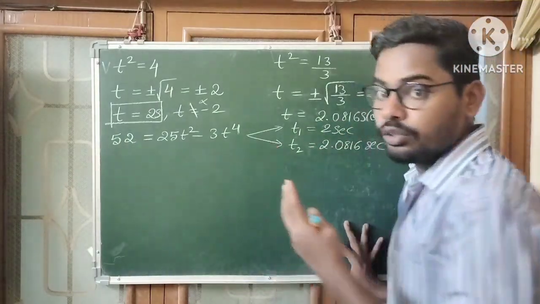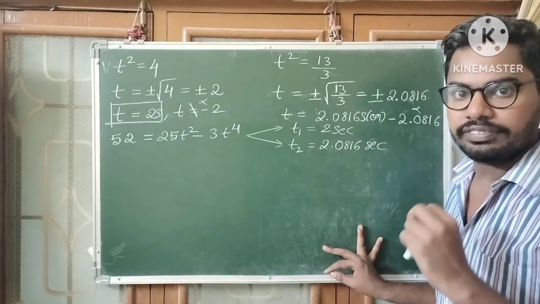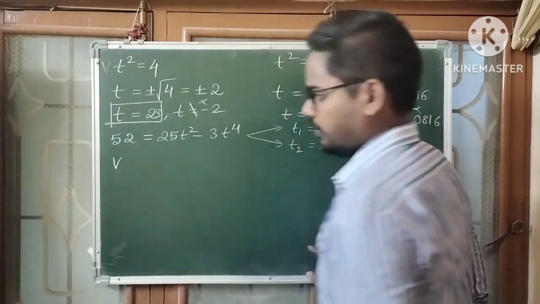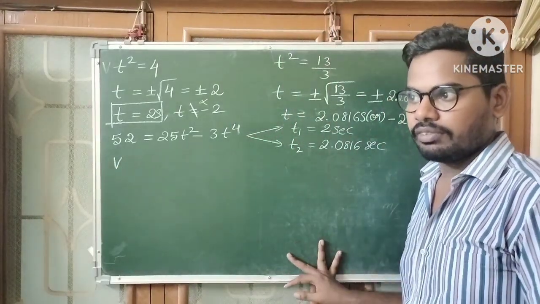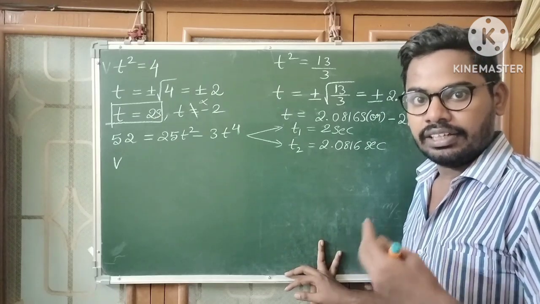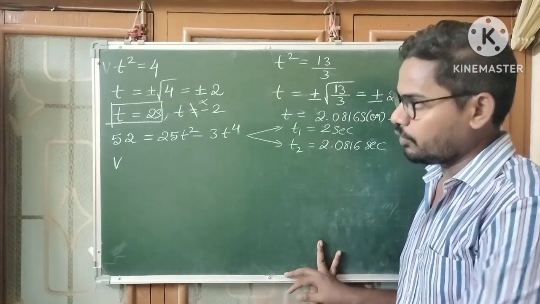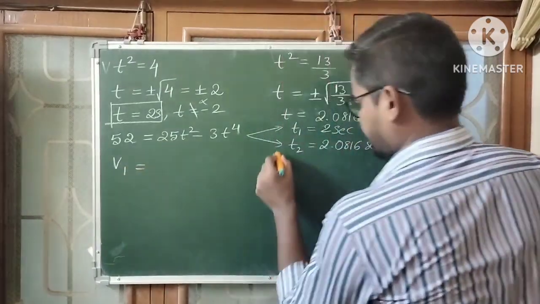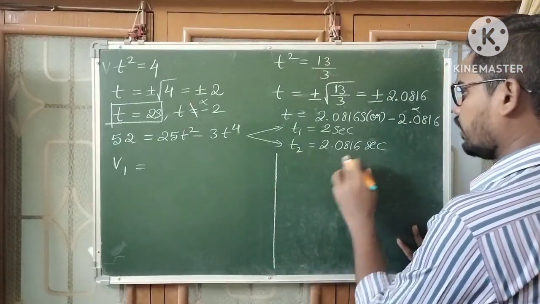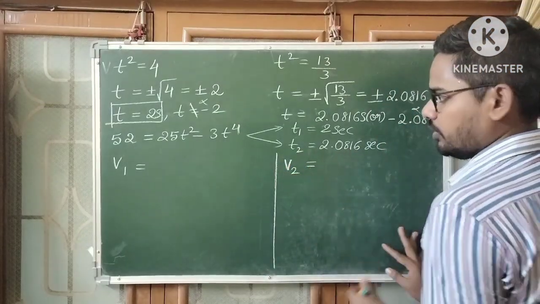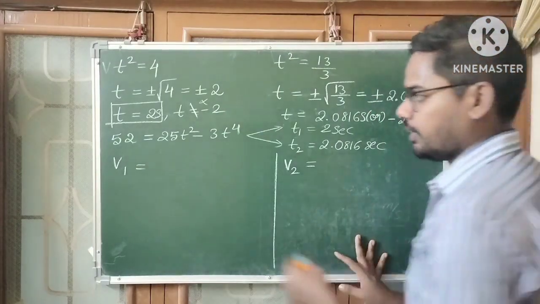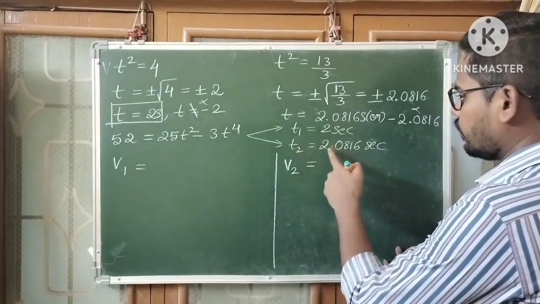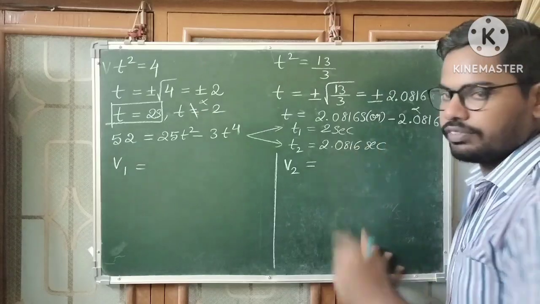So similarly, we will get two solutions for the velocity. We get two answers for the velocity. So ultimately we have to find the velocity of the particle when it has travelled a distance of 52 meters. So at t1 equal to 2 seconds, we get v1. At t2 equal to 2.0816, we get one more solution, v2. We will get two answers for this question. So at t1 equal to 2 seconds, what is the velocity of the particle? When t2 is equal to 2.0816 seconds, what is the velocity of the particle?